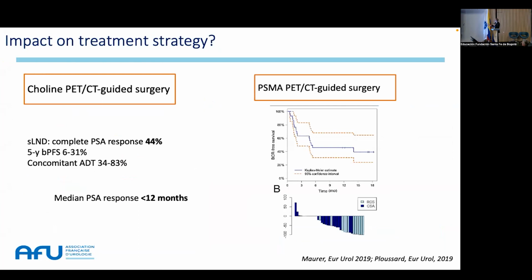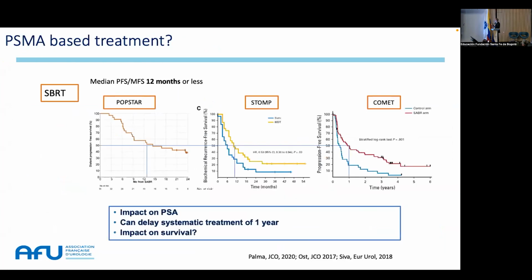So this is what is discussed concerning the extended lymph node dissection. We know that we can miss some positive lymph nodes despite the fact that we have a negative PET PSMA. So clearly, for the moment, we don't have a recommendation for that. And we should not exclude extended lymph node dissection because we have a negative PET PSMA.